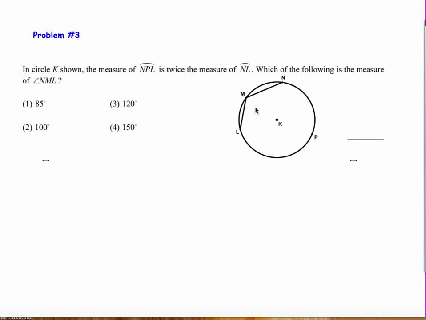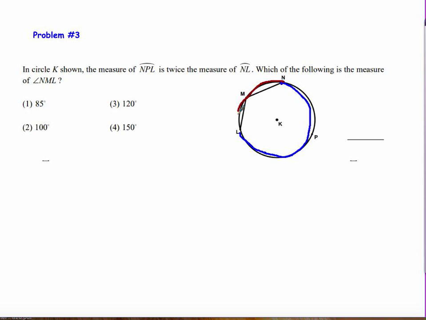Alright guys, so here's another example. We have a circle K shown. The arc measure NPL is twice the size of the arc measure NL. So NPL is this side. This arc, the major arc, is twice the size of the minor arc NL, which is this one.